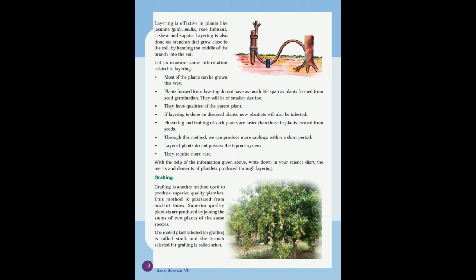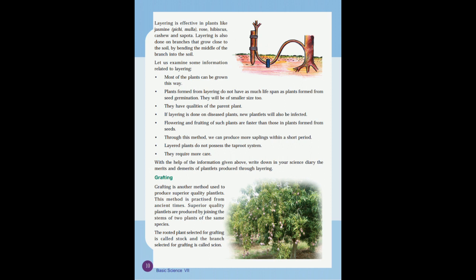The rooted plant selected for grafting is called stalk, and the branch selected for grafting is called scion. You have to learn these words and their definitions clearly. What are they? The stalk and the scion. Okay, dear students?